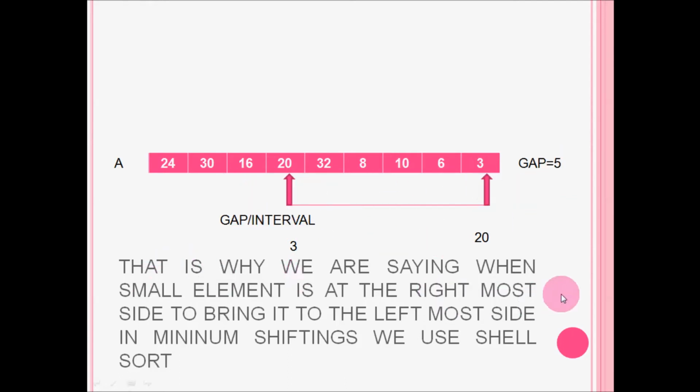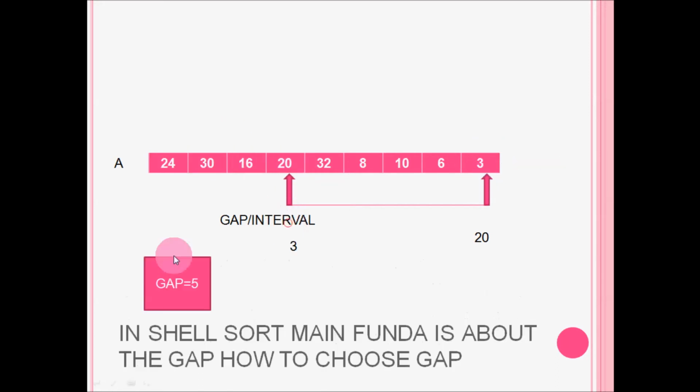This way, when a small element is at the rightmost side, it is brought to the leftmost side with minimum shifting. If this 3 comes here, how many swaps did we remove? 1, 2, 3, 4, 5 shifts we removed, and we directly take this 3 here. So this is with a gap of 5.